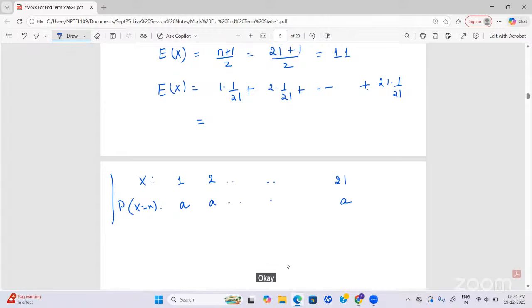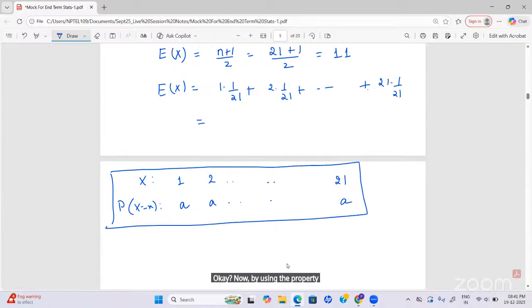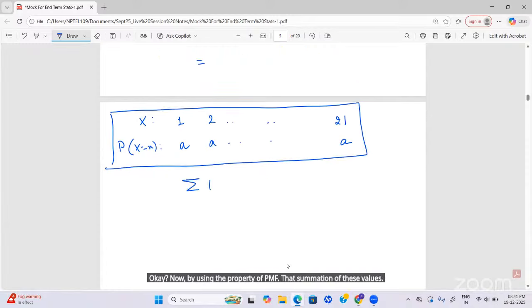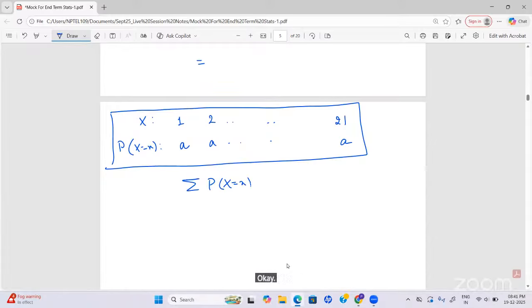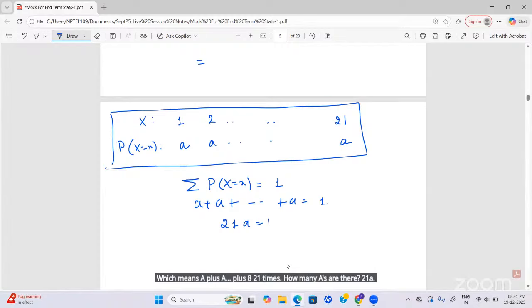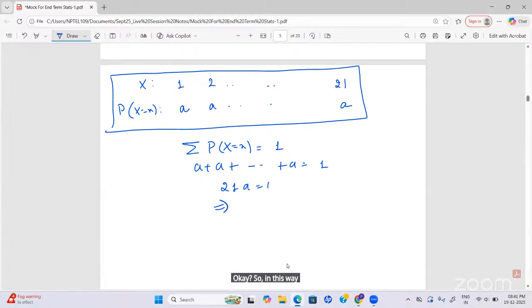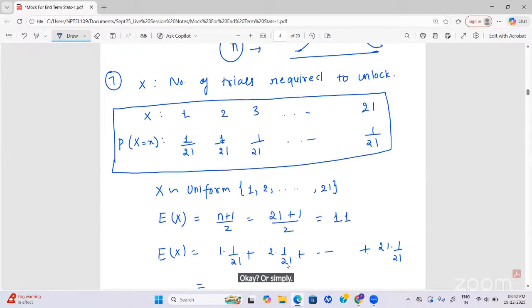Now, by using the property of PMF, that the summation of these values should be equal to 1, which means A plus A plus A, 21 times. How many A's are there? 21A. So in this way, the value of A will be equal to 1 upon 21. Or simply you can directly see that you have 21 different values, so it is 1 upon 21. Yes, got it.